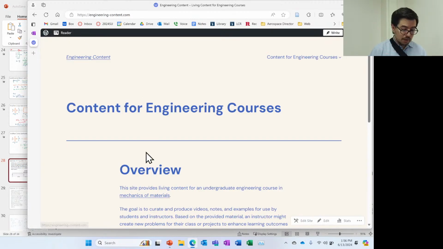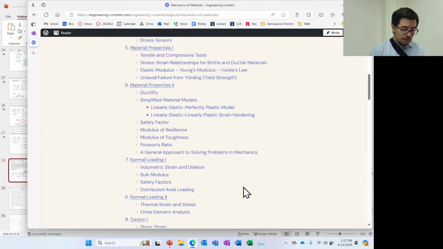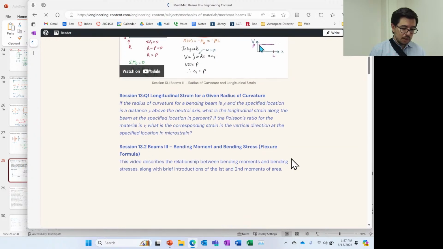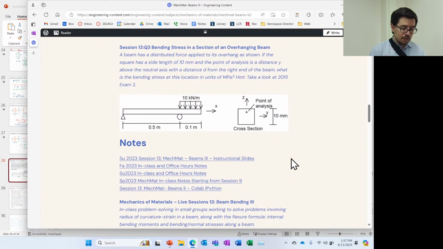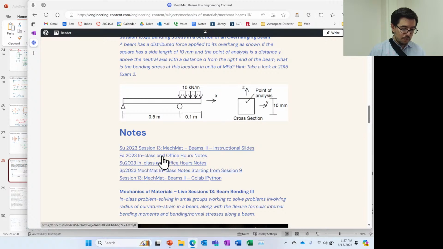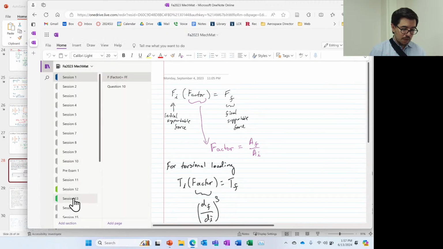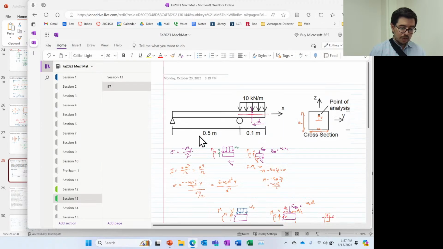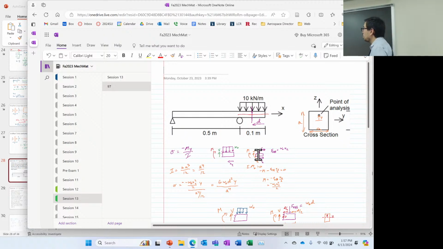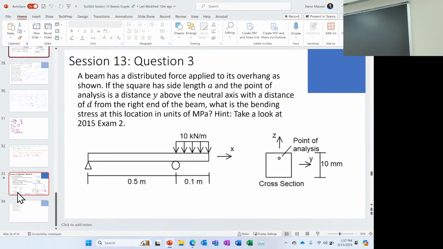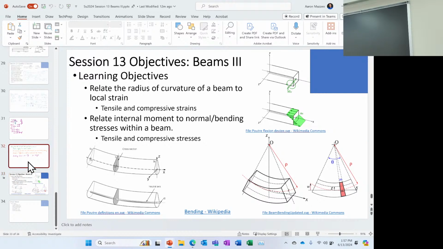Did it disappear? Okay, last time for some reason it disappeared when I went over here. You go to session, well actually it doesn't really matter which session you go to, but if you go to session 13, which is where we are, you'll see all this stuff, and you can come into the fall 2023 notes, and if we drop down to session 13, you'll see some tips on how to attack this problem. So that's pretty much all we've got time for. That's really rapid.